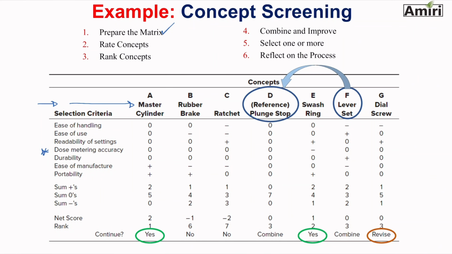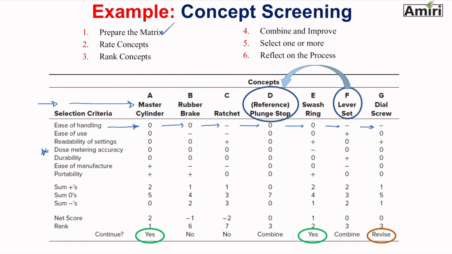What it means is, for ease of handling, we start from here, we compare concept A to D, and we give it a 0. That means in this criteria, it is the same as concept D. Then you move to concept B. Again, concept B is the same as concept D in ease of handling. Then you move to concept C. Concept C is worse than our reference in ease of handling, and so on. So you go row by row.